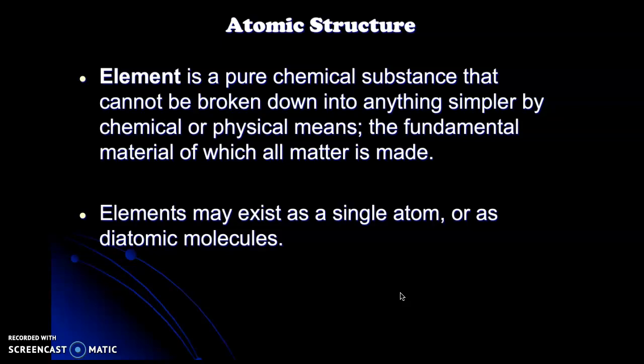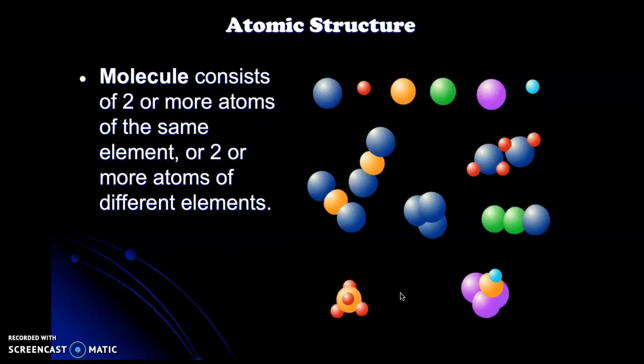It says elements may exist as a single atom or as diatomic molecules. Yes, there are 7 diatomic molecules, but there's also one element that is 5 atoms stuck together. And then there's another element where the most fundamental particle is 8 atoms that are bonded together. So there you go, there's elements. Molecule: 2 or more atoms stuck together. It could be the same kind of atom, or it could be different kinds of atoms.